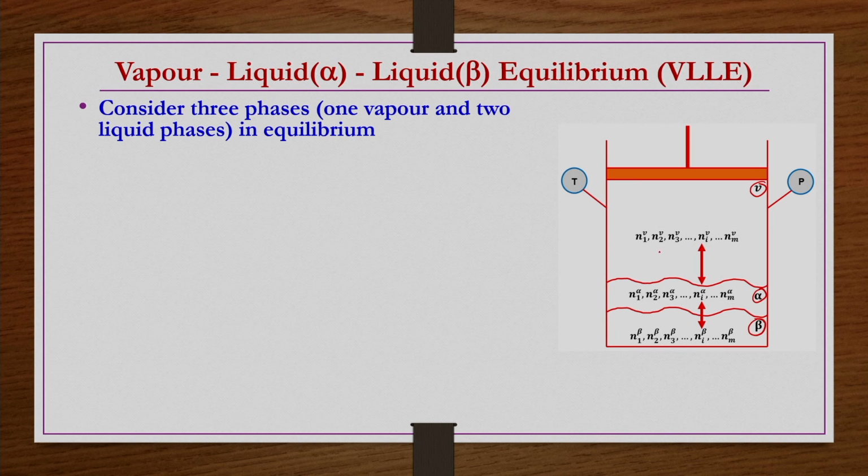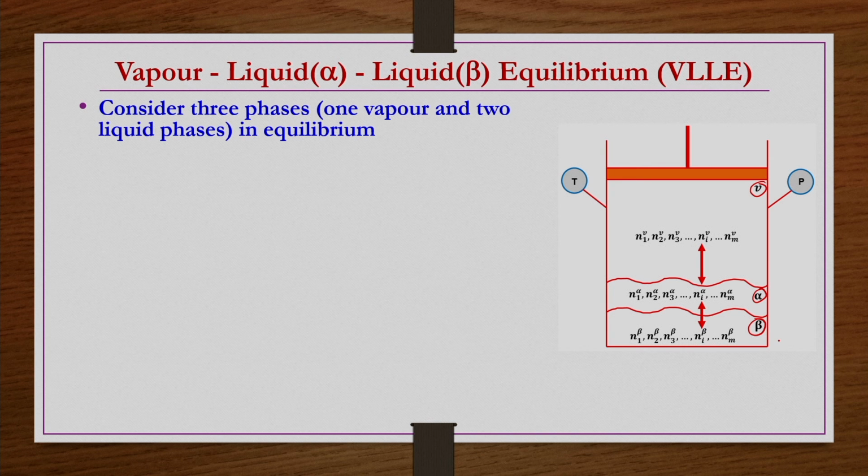Let us say N1V, N2V, N3V and so on. So NmV are nothing but the number of moles of each component that are present in the vapor phase at equilibrium, and then N1 alpha, N2 alpha, N3 alpha and so on. So Nm alpha are nothing but the number of moles of each of these components that are present in liquid phase alpha. Similarly, N1 beta, N2 beta, N3 beta and so on. So Nm beta are nothing but the number of moles of these m components that are present in liquid beta phase.